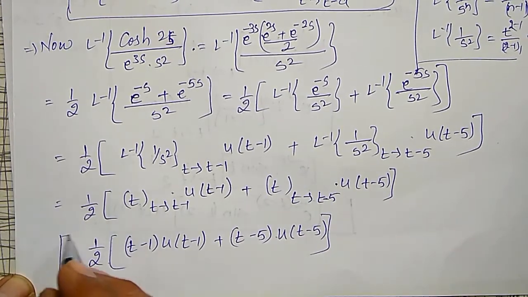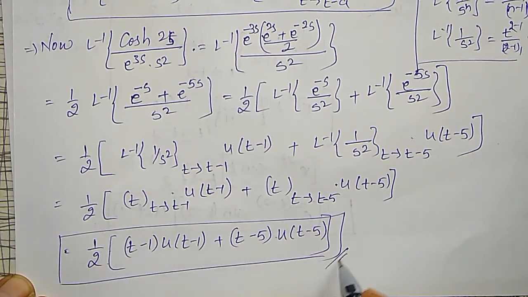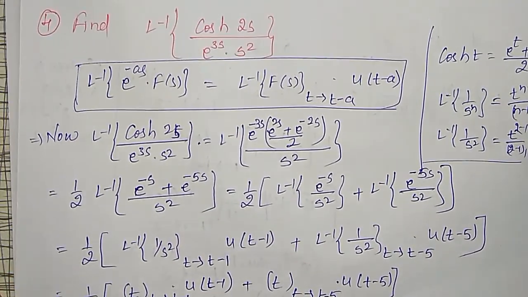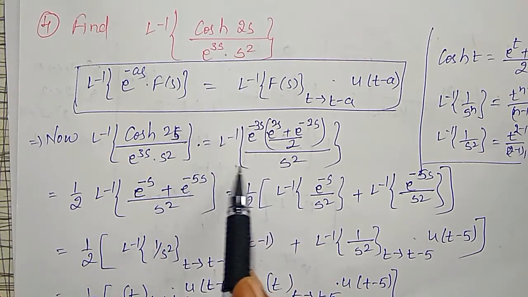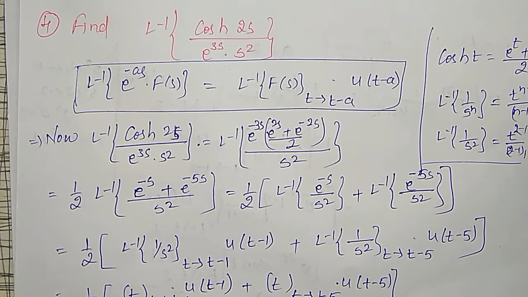Okay, this is my required final answer for the inverse Laplace transform of cosh 2s divided by e to the power 3s into s square. Only thing is I have to convert it into a standard form. Okay, like this. Another example I am solving here.